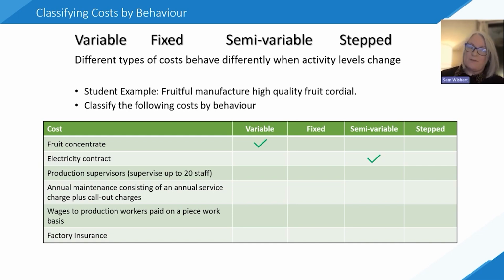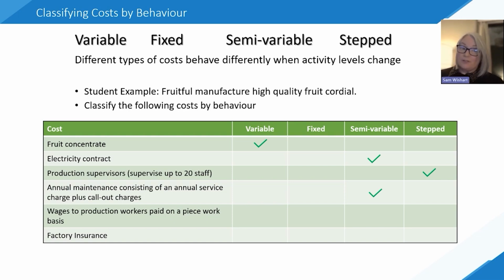What about our production supervisor? Our supervisor can supervise up to 20 members of staff. If we employ more than 20 people, we'd need to employ another supervisor. Okay. Yeah, so it's a stepped cost. The cost will step up. What about an annual maintenance contract, which consists of an annual service charge plus a call-out charge each time a repair is required? Yes, semi-variable. It's got a combination there, hasn't it, of the fixed, the time-based cost, and the usage cost.